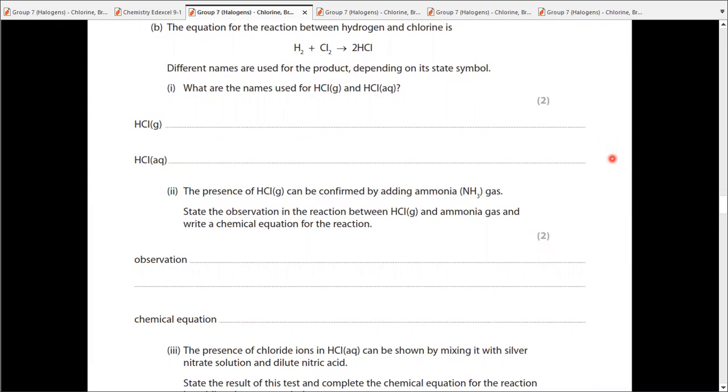What are the names used for hydrogen chloride? One of them is gas, one of them is aqueous, and this totally changes the name. Sir, I'm not sure, but for the gas, will it be hydrogen chloride, and for the aqueous, it would be hydrogen chlorine? No. For the gas, it would be hydrogen chloride.